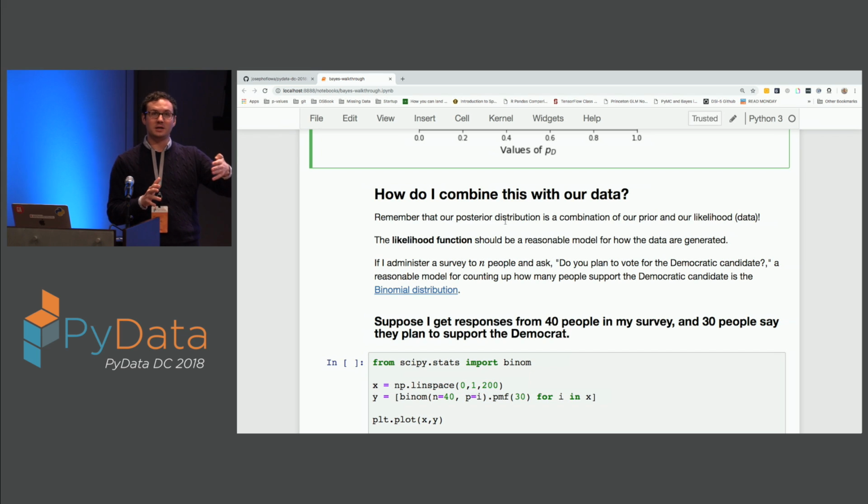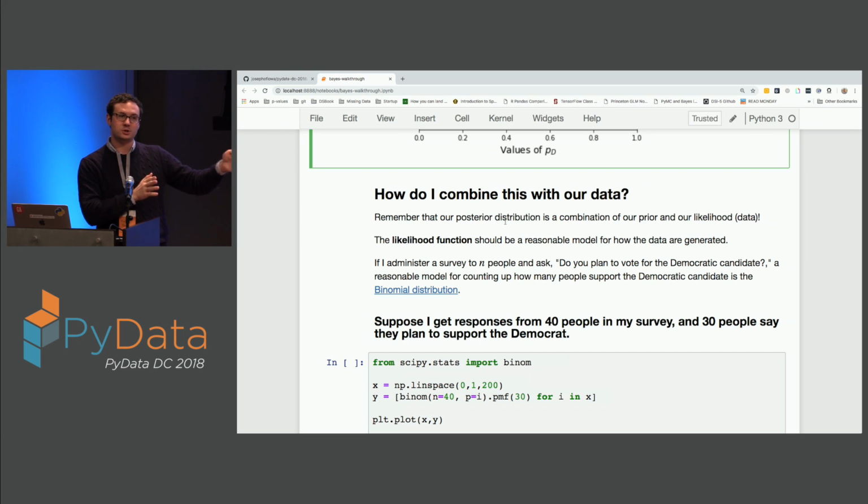So specifically here, what I want to say is, let's say that I were to survey 40 different people, and 30 of them say they plan to support the Democrat. The binomial distribution is a very, very convenient distribution to say, how likely is it out of 40 people that I get one person to support the Democrat, or 2 people, or 3 people, or 4 people, and so on. So this binomial distribution is going to be a good way to model exactly that.